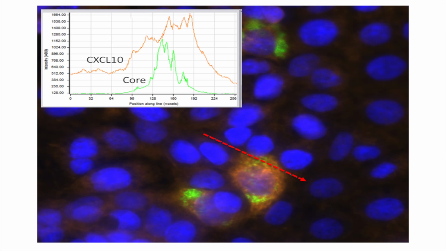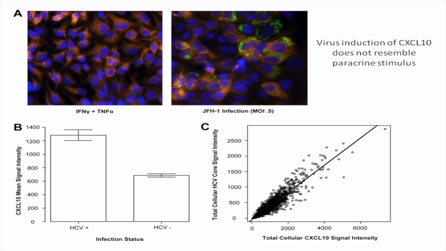And so to really get at this, we decided to compare the immunofluorescent staining pattern of CXCL10 induced by an autocrine or a paracrine stimulus. So we simply treated with interferon gamma and TNF, which is a known inducer of CXCL10. And you can see that basically all cells express it, and it's pretty homogeneous. But if you look in the virus-infected cells, you tend to see more CXCL10 where there is viral protein expression.